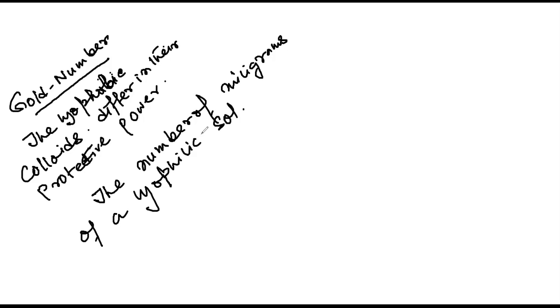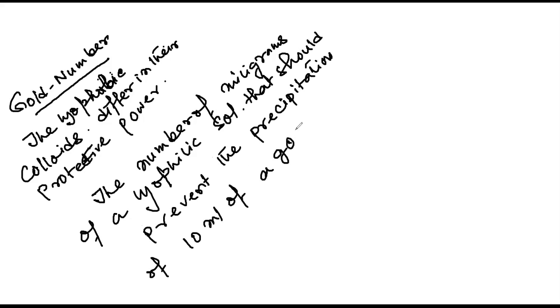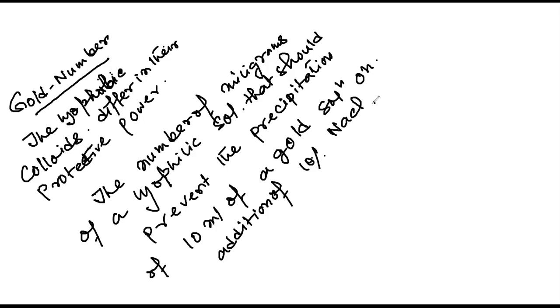sol or colloid that should be used to prevent the precipitation of 10 ml of a gold sol on addition of 10% sodium chloride solution. Okay, so this is the definition of our gold number.